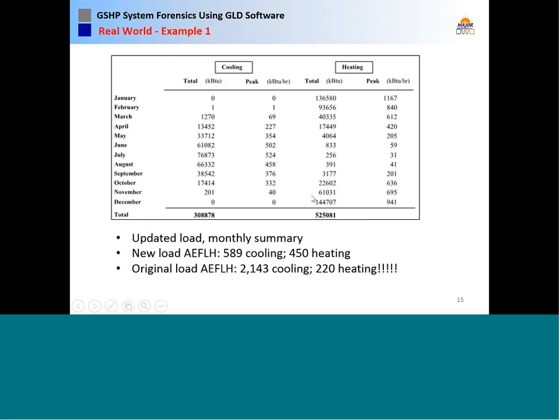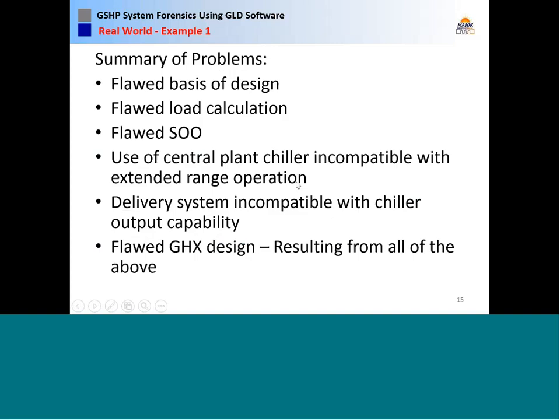We ran several reality checks and actually called in another engineer for peer review on the load calculations just to verify and validate. So, summary of problems. It had a flawed basis of design, flawed load calculation, sequence of operation was very problematic. The central chiller plant was not made for this application. The delivery system was also incompatible for the application, and the ground loop design was problematic as well.